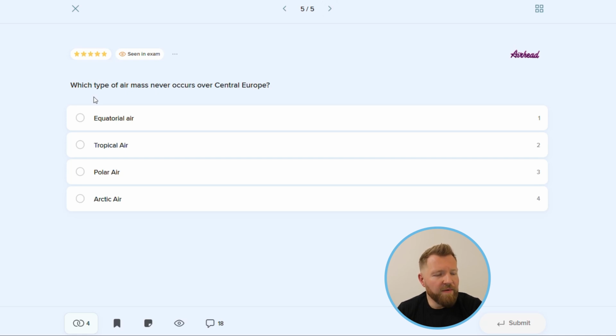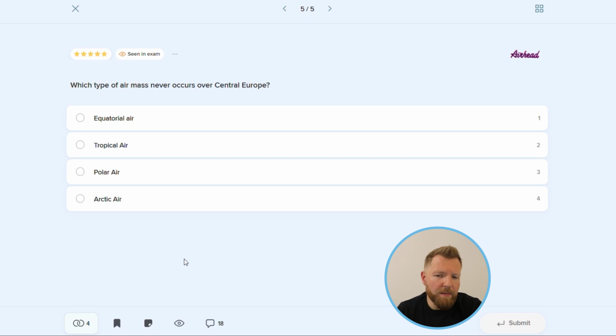Question number 5. Which type of air mass never occurs over Central Europe? Equatorial air, tropical air, polar air, or Arctic air? Let's talk first about what an air mass actually is. So, air mass is a large body of air which, in a horizontal plane, has almost uniform temperature, moisture characteristic, and very little pressure difference above the friction layer.